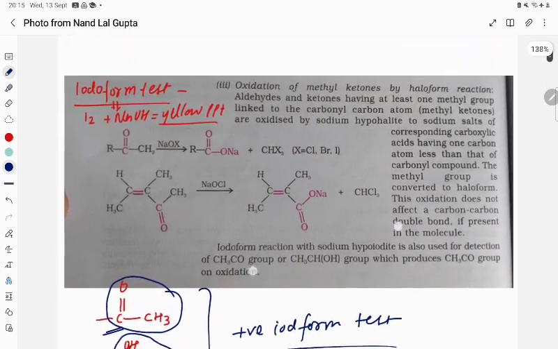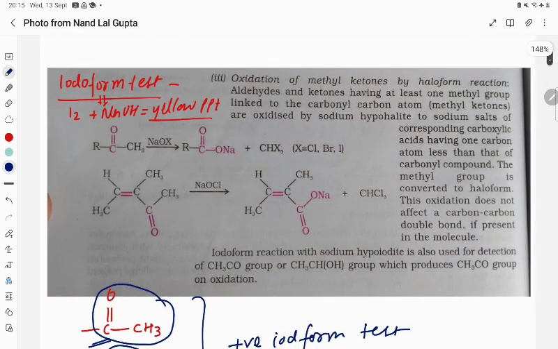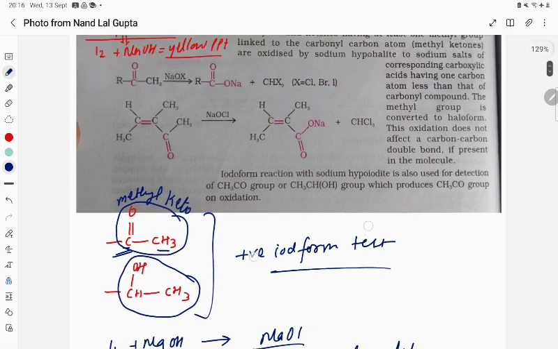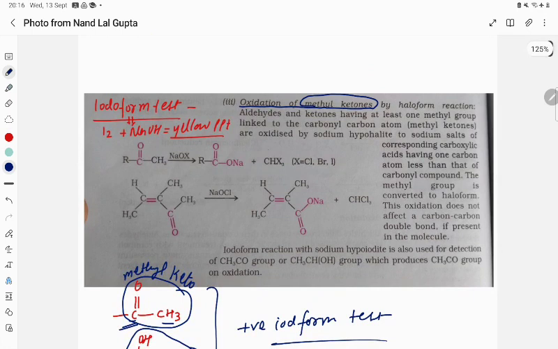See the statement here, what is written, very clearly you can understand here. Oxidation of methyl ketones, what group, student? Methyl ketone. I am showing, this is the methyl group, student, this is the ketone. So this group is called the methyl keto group. So see, oxidation of methyl keto by haloform reaction.